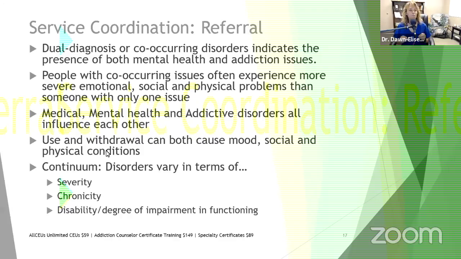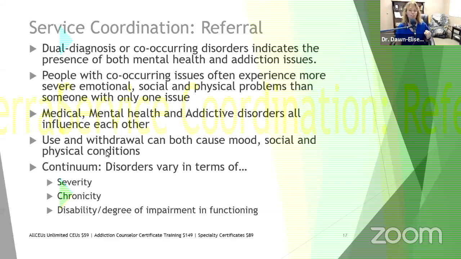Disorders vary in terms of severity. It can be mild, not a huge problem, to severe, where the person needs to be hospitalized. It can be chronic, like all the time, every day, or it can be sporadic episodes, every 6 to 9 months, or it can be sporadic, like once a month this happens, or every weekend the person is binging.